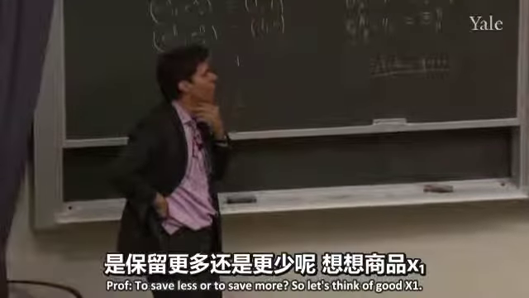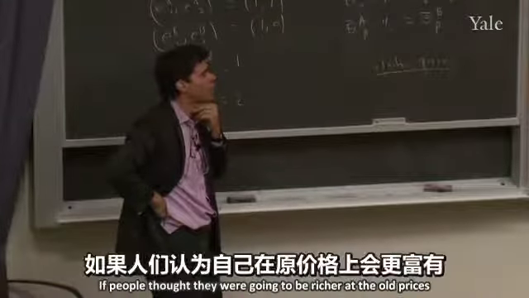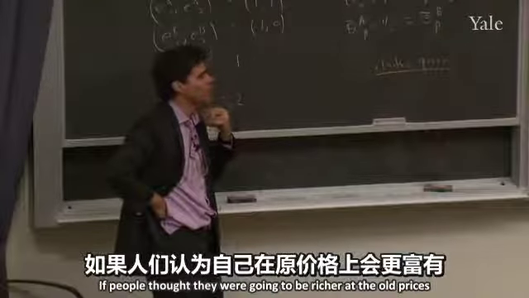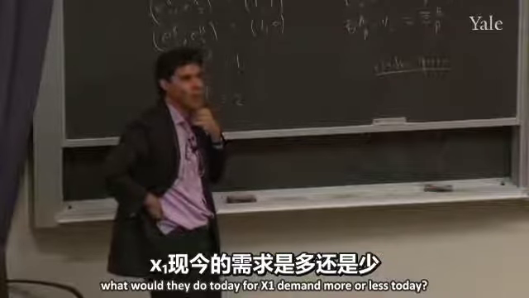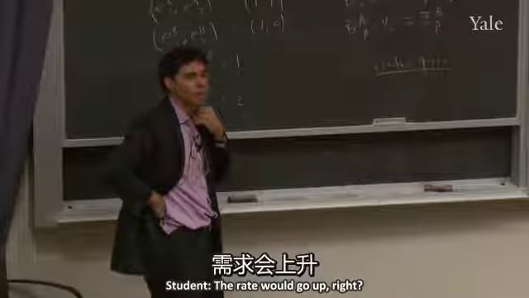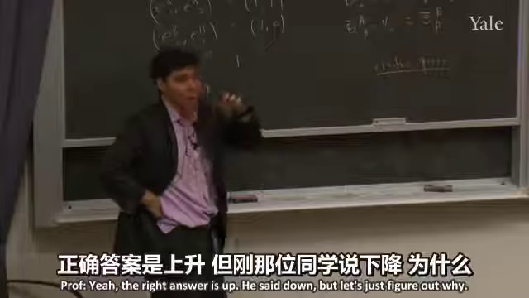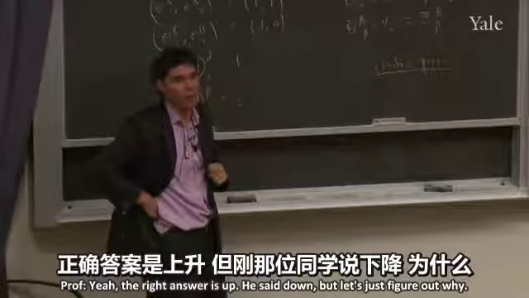So let's think of good X1. If people thought they're going to be richer at the old prices, what would they do today for X1? Demand more or less today? The rate would go up, right? Yeah, the right answer is up. He said down, but let's just figure out why. They demand more bond.